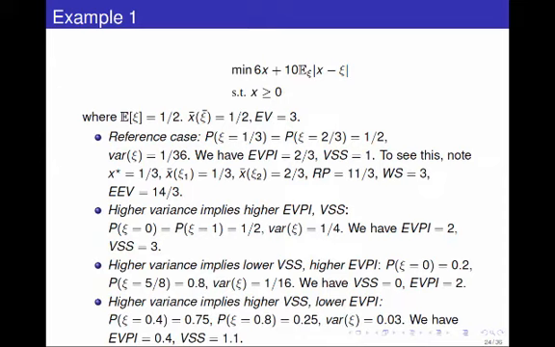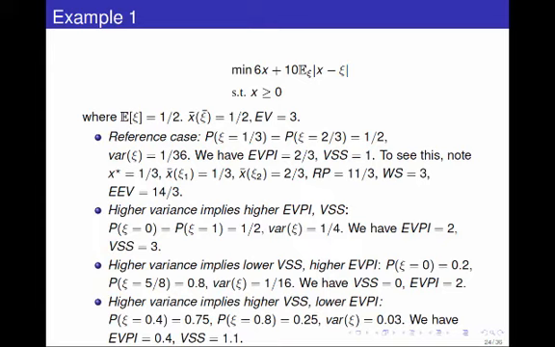And it turns out that if you take this as a reference case where the variance is 1 over 36, you then change the model of the uncertainty a bit, so the xi lie between 0 and 1, the variance increases. And here you get the expected result, that the EVPI jumps from 2/3 to 2, so it triples, and the VSS also triples. Kind of like what you expect to see intuitively.